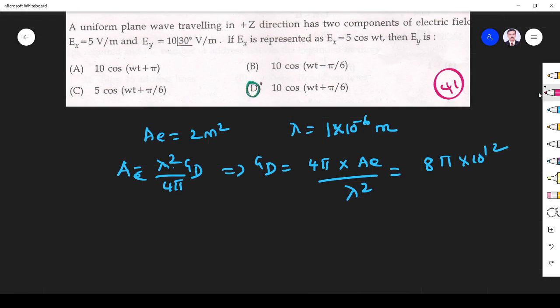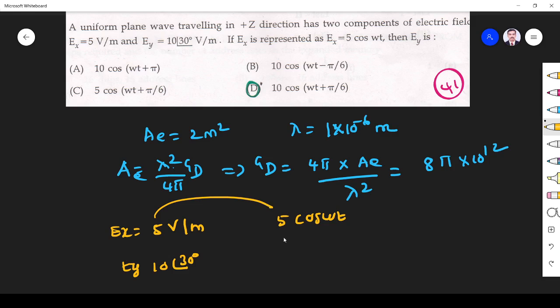Next question. A uniform plane wave is traveling in z direction, has two components of electric field Ex and Ey. Ex is 5 volt per meter, represented by 5 cos omega t. What about Ey? Ey is 10 cos omega t, and the phase angle is plus 30, so omega t plus 30. So option D is the right answer.